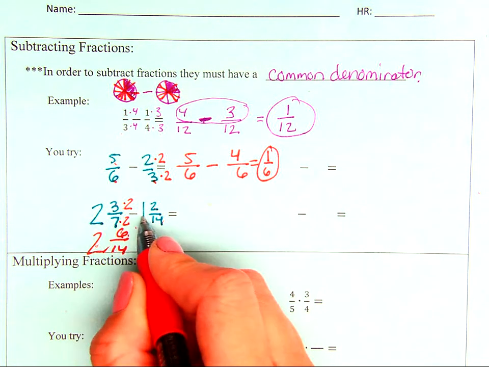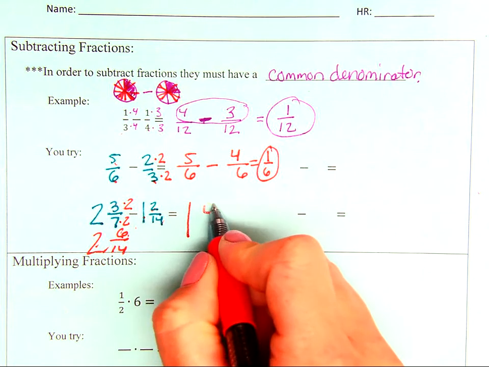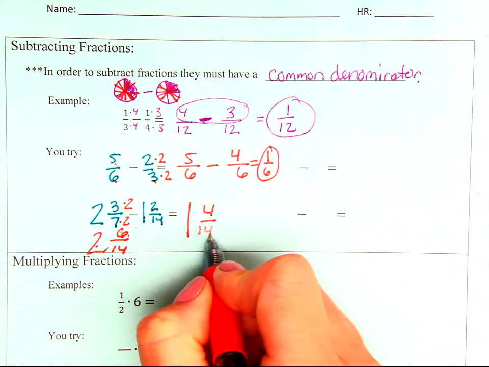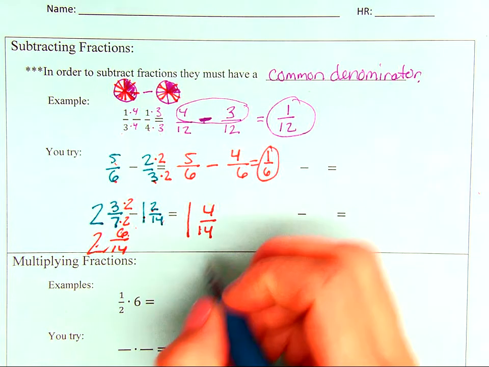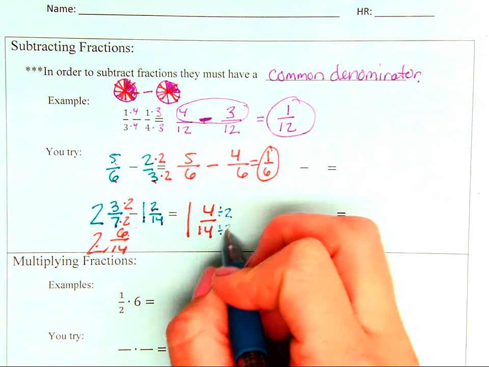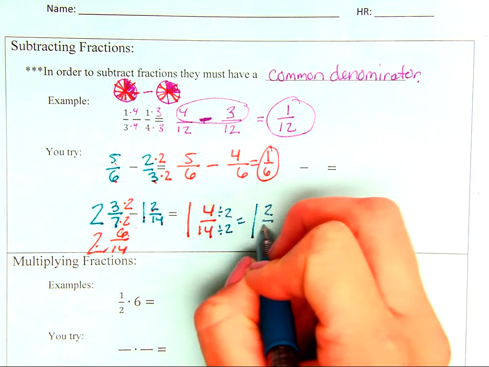So I'm going to do my whole numbers first. 2 subtract 1 gives me 1. 6 subtract 2 gives me 4. Denominator stays the same. But then I can simplify this. Okay, because these can both be divided by 1 in the form of 2/2. Which gives me 1 and 2/7.